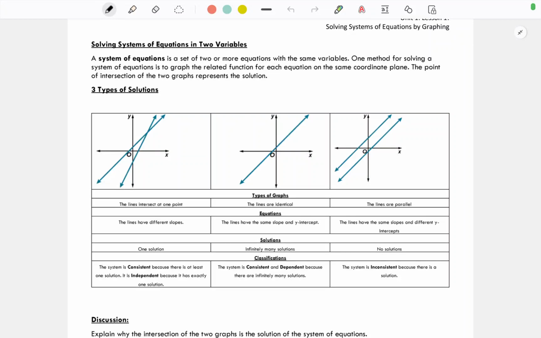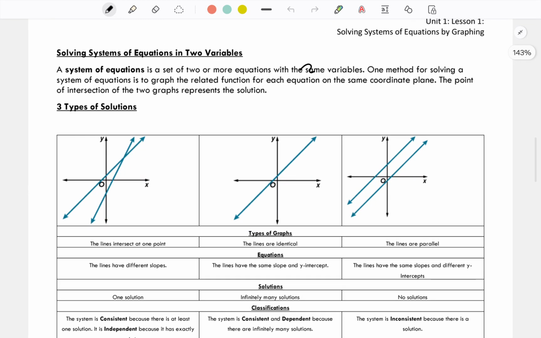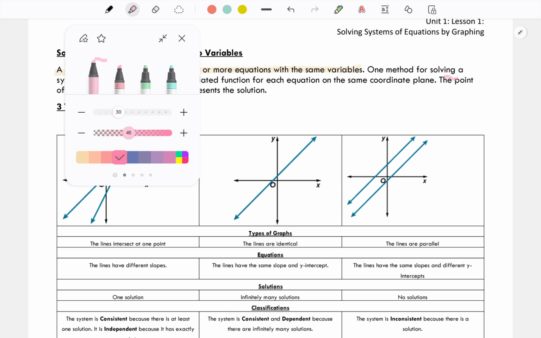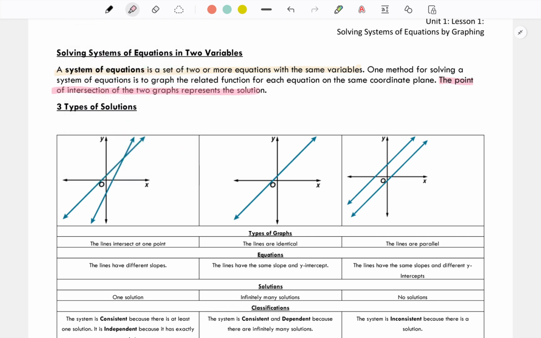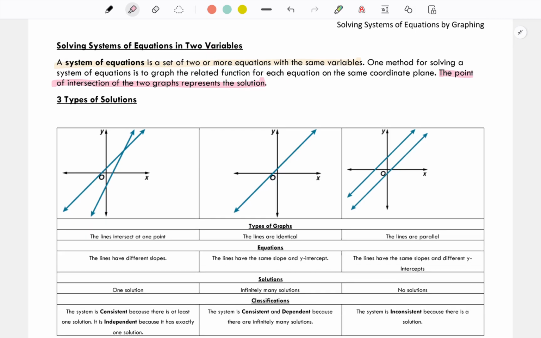So the first lesson of Unit 1, we will be discussing systems of equations. Systems of equations are a set of two or more equations with the same variables on the same coordinate plane. One method for solving a system of equations is to graph the related function for each equation on the same coordinate plane. The point of intersection of those two graphs is going to be your solution, so the point where the lines cross.